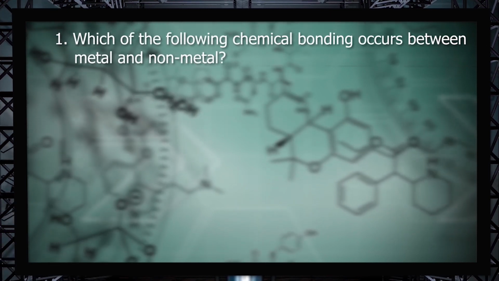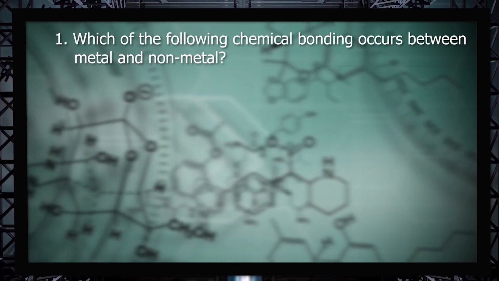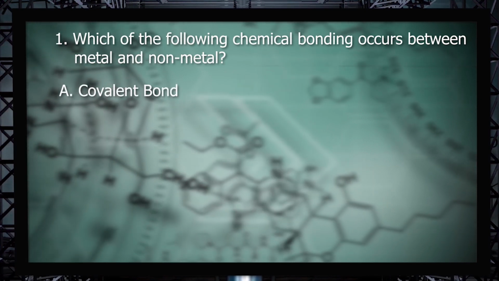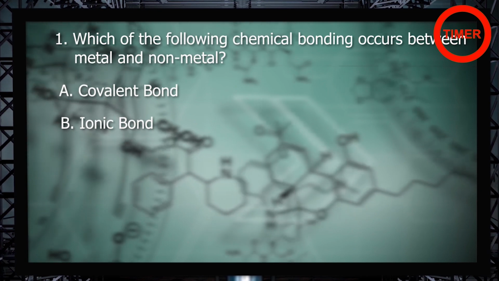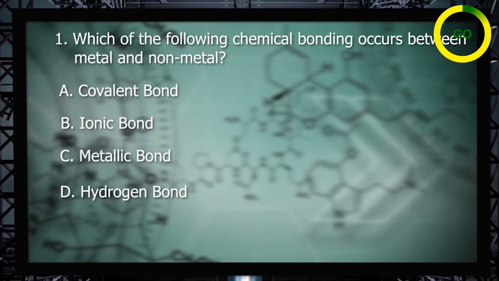Number 1. Which of the following chemical bonding occurs between metal and nonmetal? A. Covalent bond. B. Ionic bond. C. Metallic bond. And D. Hydrogen bond.